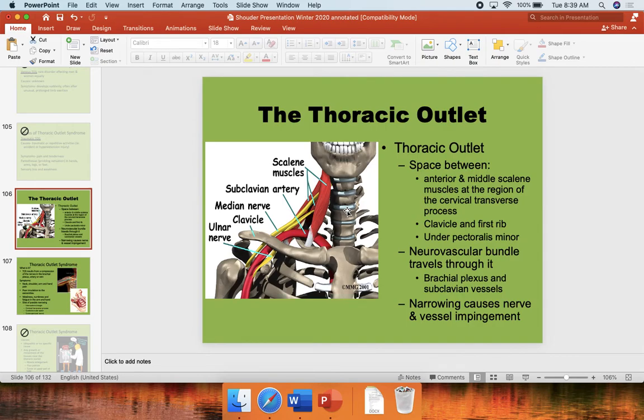We'll be covering thoracic outlet syndrome. So to get this movie started, we're going to start talking about what the thoracic outlet is. The thoracic outlet is actually just a space.